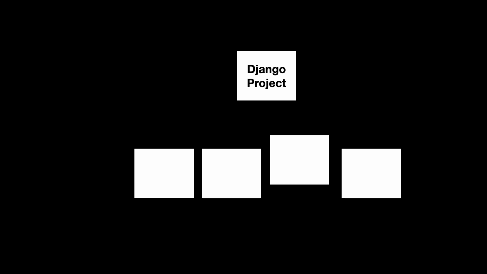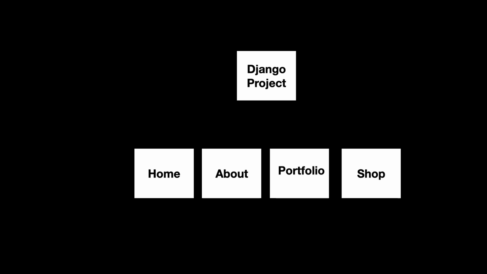Django is built in the following way. Think of your website as your Django project, and the project contains Django applications. Each Django app has a specific purpose. For example, the About page is a Django app, and the Home page is also a Django app.